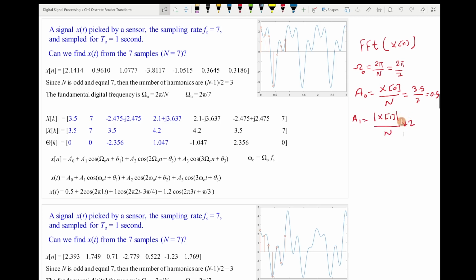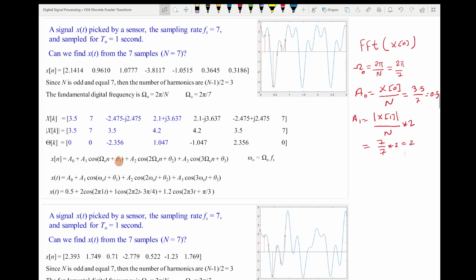Now here we multiply by 2 because for harmonics we actually have 2 components: this one and its conjugate, this one. Same thing for the second harmonic and its conjugate, and the third harmonic and its conjugate. That's why we have to multiply by 2. And this is the amplitude 2 here.